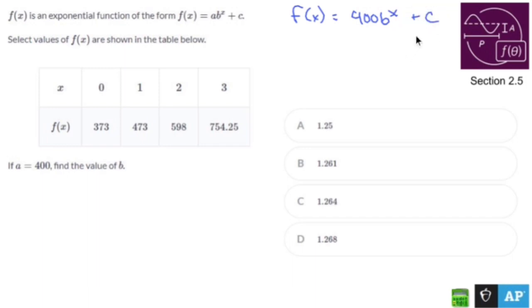What I do know is if I plug in 0, that's going to make this part go away and become 1. So what I need to do is find C, whatever C makes this work. So I'm going to let x equal 0. And I know when I plug in 0, I get 373. So 373 is going to equal 400 times b to the 0th power, which is 1. If I subtract 400, that gives me C is negative 27.